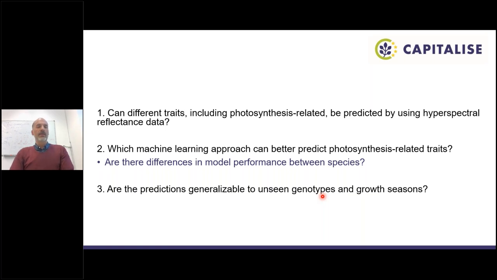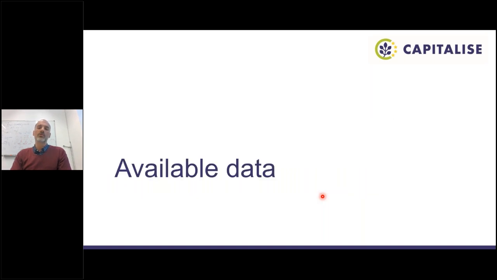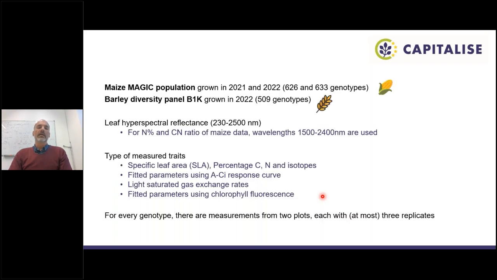So we are going to go step by step in addressing these questions, and to address this question we use data which are obtained in the context of the CAPITALIZE project. We rely on two populations. I'm going to present only results for maize and barley.